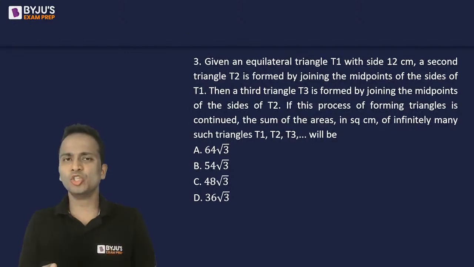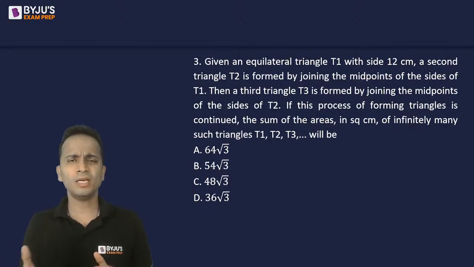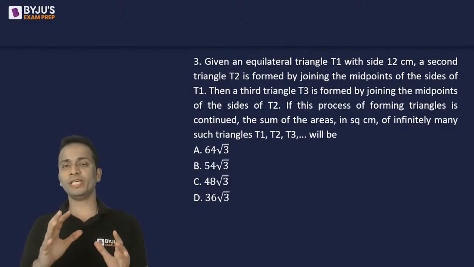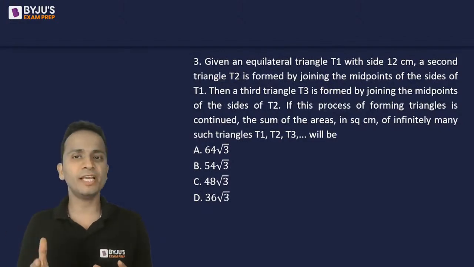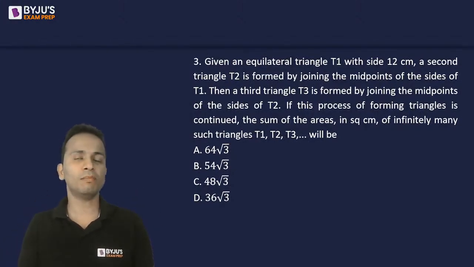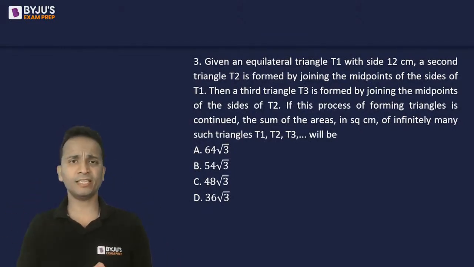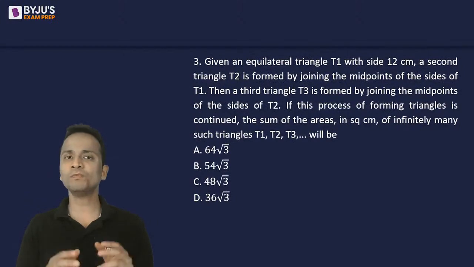Now, all of you must know at this point in time that if a triangle is given, not only an equilateral triangle, but this will happen with any random triangle also, whatever I'm going to tell you. Okay, so any random triangle is given, and another triangle is formed by joining the midpoints of the three sides of the first triangle. Let's call the original triangle T1, like in this question, and the second triangle T2. T2 is formed by joining the midpoints of the sides of T1.